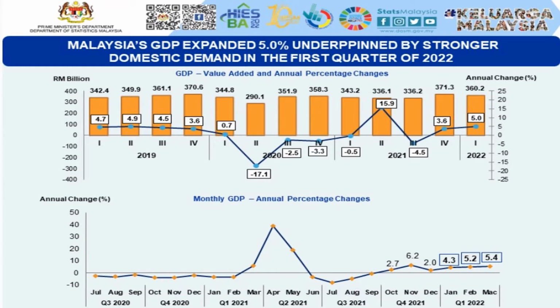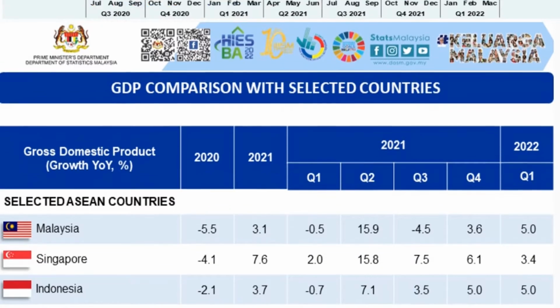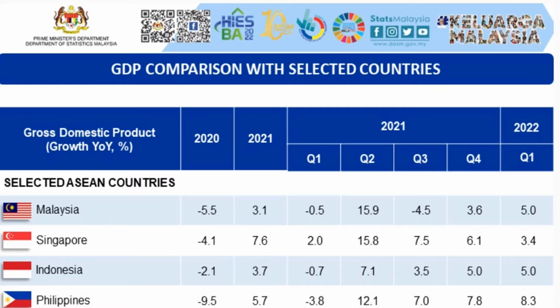Based on the Prime Minister's Department, Department of Statistics Malaysia, Malaysia's GDP expanded 5.0%, underpinned by stronger domestic demand in the first quarter of 2022. GDP comparisons with selected Asian countries show that Malaysia's GDP in 2020 declined to negative 5.5% and fluctuated until it rose again to 5.0% in the first quarter of 2022.